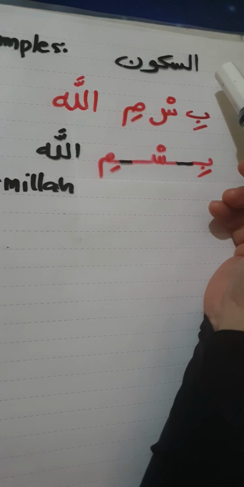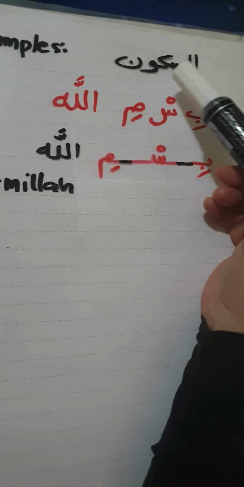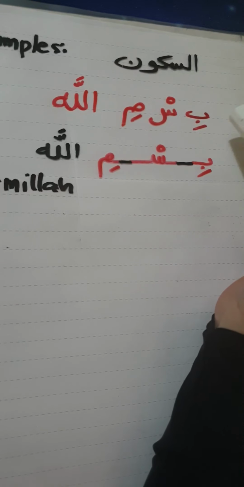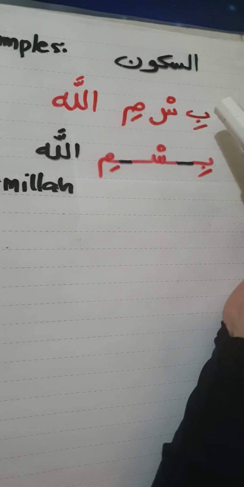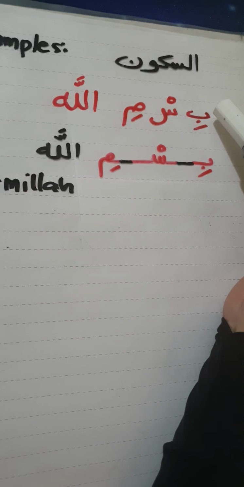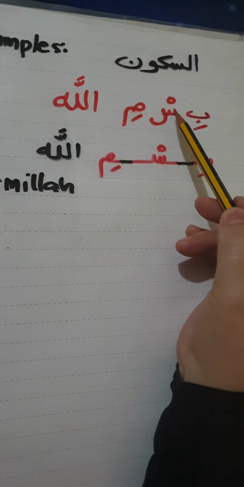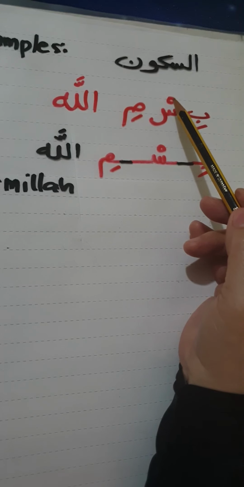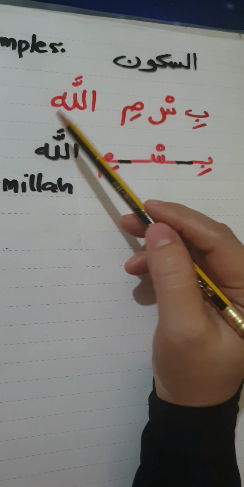In this video, we're going to give an example of a sukoon. Like we have here, Bismillah. If you're going to write the ba in its isolated shape, it will be like this with a kasra. And then the sin with the sukoon and the mim with the kasra, and then the word Allah.